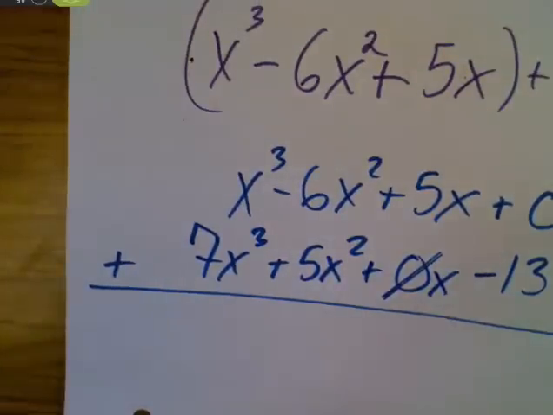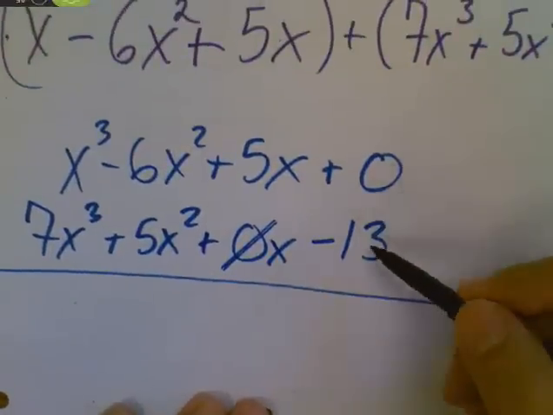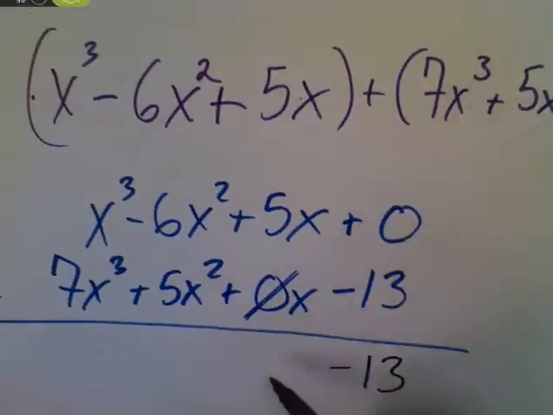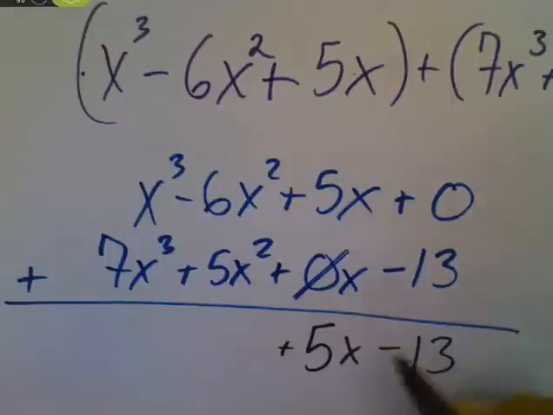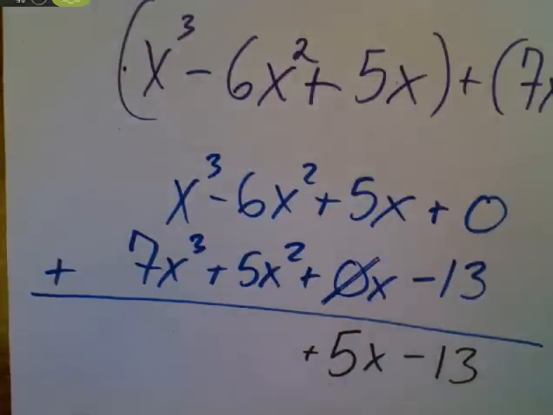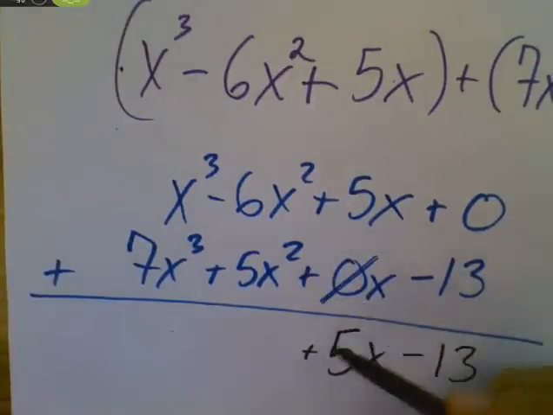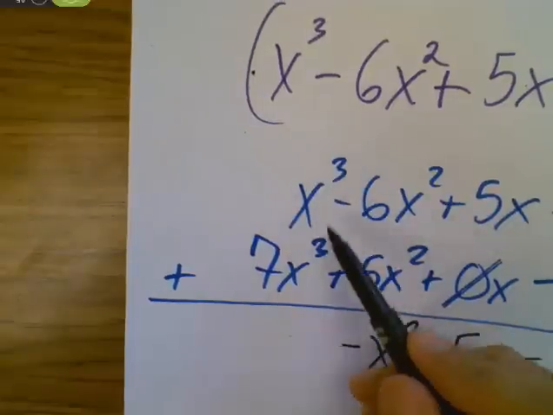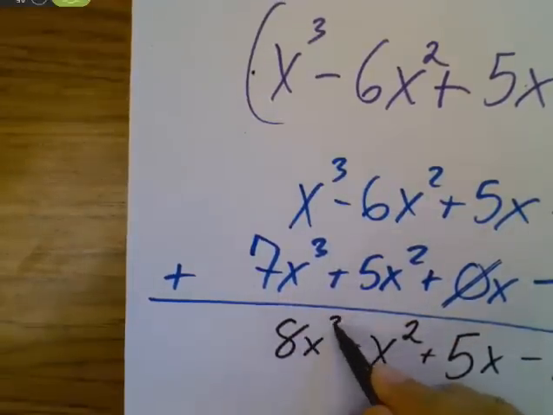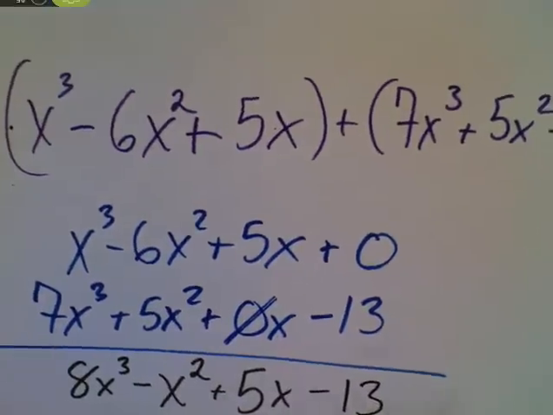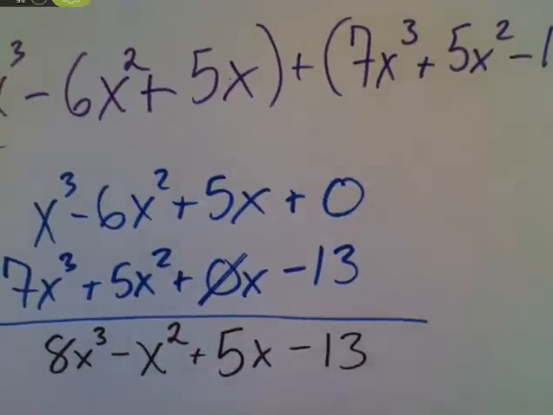Okay, so let's go ahead and finish this one out. 0 plus negative 13 would be negative 13. 5x plus 0x is 5x. And then if I have negative 6x squared plus 5x squared, that leaves me with negative 1x squared, or just negative x squared. And then I have x cubed plus 7x cubed, which leaves me with 8x cubed. Since I can't put together any of these other like terms, I have a final answer of 8x cubed minus x squared plus 5x minus 13. So that is how I add polynomials.